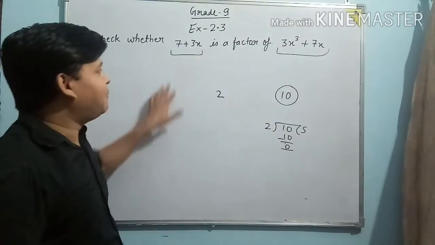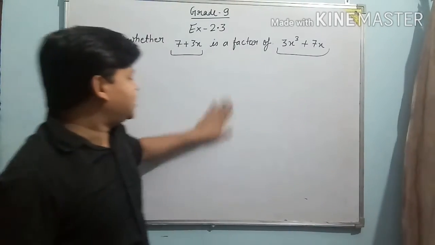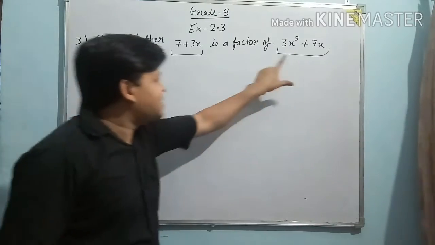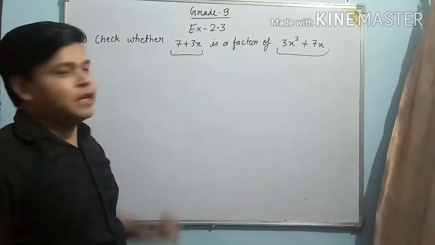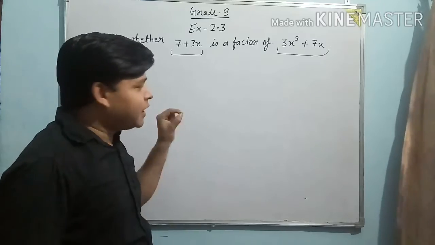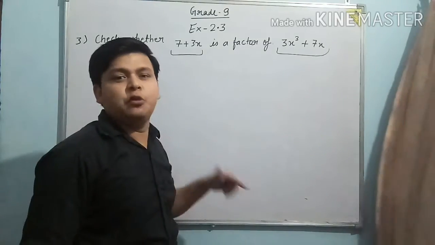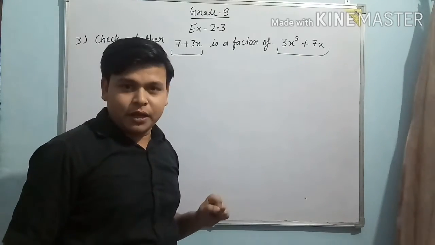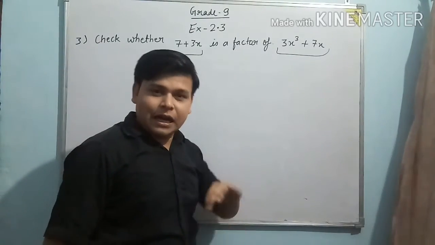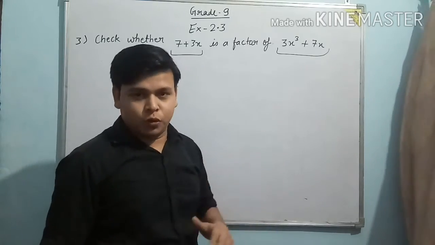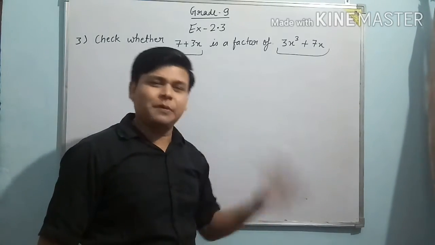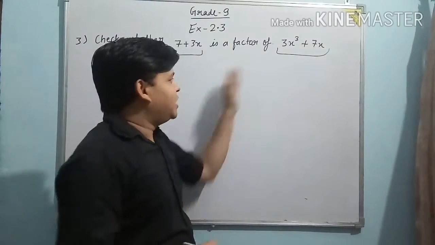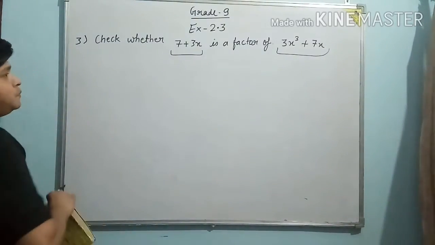So same method you will apply in this also. Question is that check whether this number is factor of this or not. So what we will do, we will divide this polynomial by 7 plus 3x and we will check if the remainder is 0, then you can say that yes, this is a factor of this given polynomial. And if we are getting another number instead of 0, यानी 0 के अलावा कुछ भी मिलता है, that means we will say that this number is not a factor of this. So let us check by using the remainder theorem.